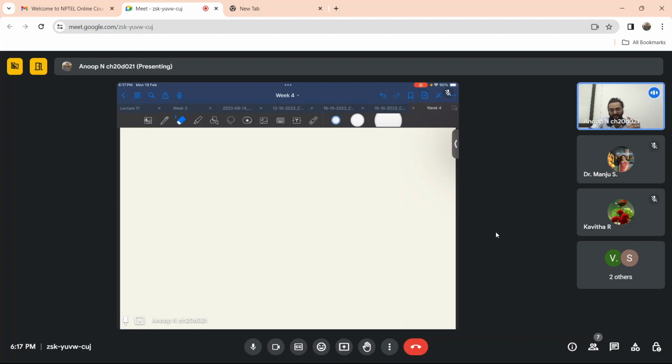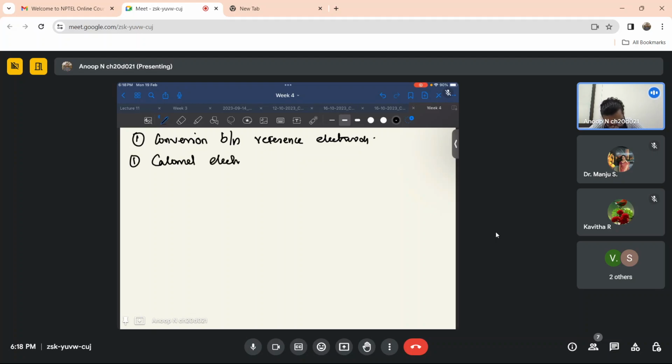So let's come back to today's class. The first topic I'll be covering today is conversion between reference electrodes. In lab scale, most of us will be using two types of electrode. One is the calomel electrode. The second one will be Ag/AgCl. How many of you know how to convert Ag/AgCl measurement into SHE? Anyone did this?